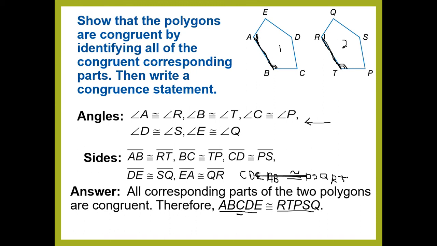So it does not matter which angle you start with in your congruence statement as long as your corresponding parts are in the same position in your congruence statement.